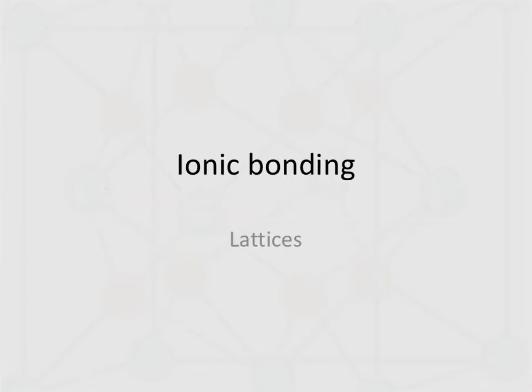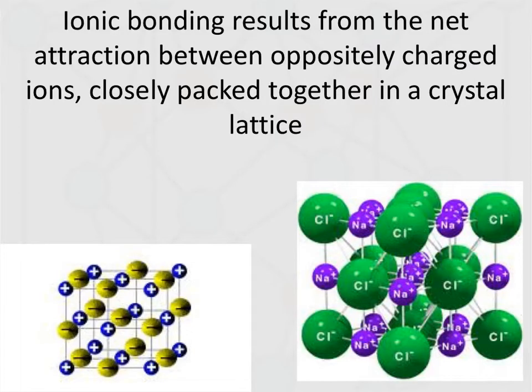All right, so we're going to start by talking about the structure of ionic bonds, and they form these things called lattices. So we're going to talk about ionic lattices. Ionic bonding is the result of an attraction between two oppositely charged ions. So you've got a positive and you've got a negative, and they pack close together in a crystal lattice. Here you see some pictures of example crystal lattices. This one is a compound that you're more familiar with, NaCl, which is just table salt.